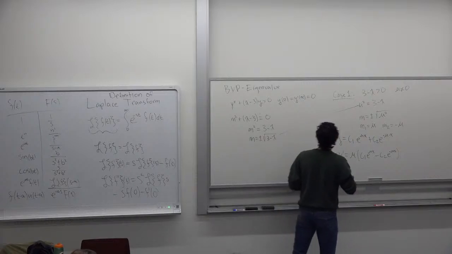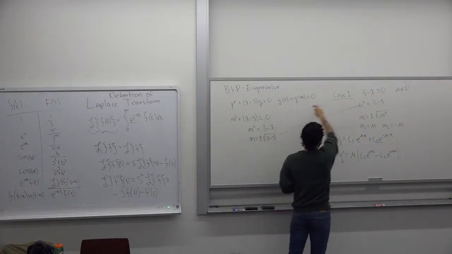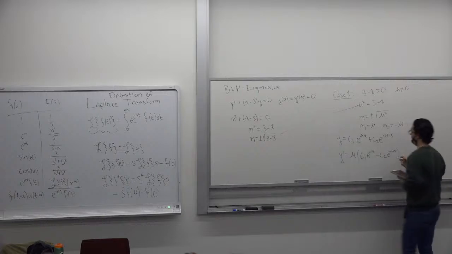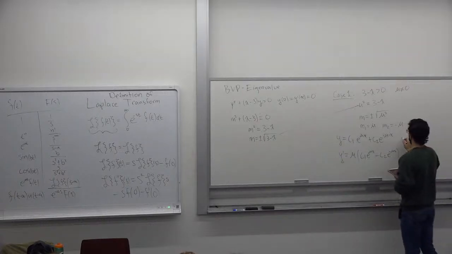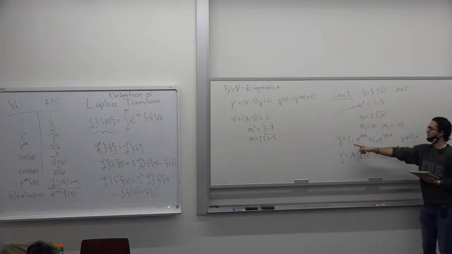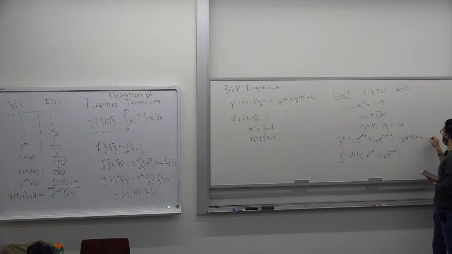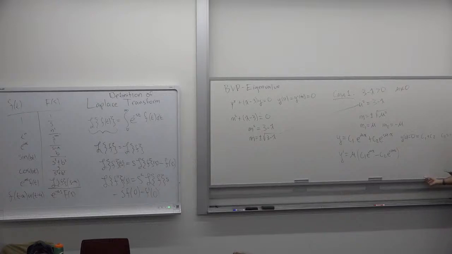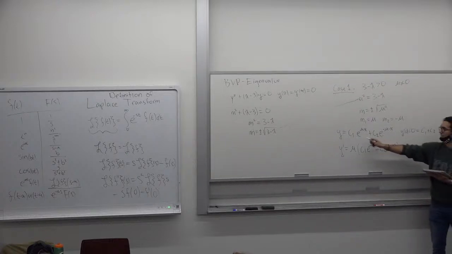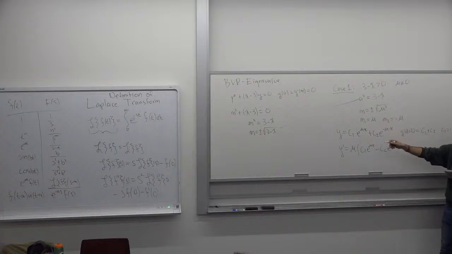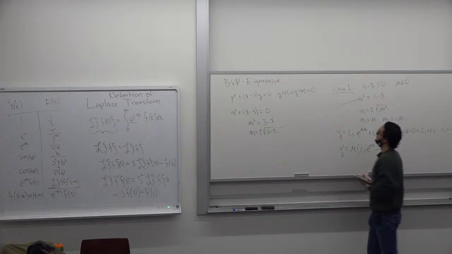First, we're just going to do this first condition. So y at 0 equals 0. So c1 e to the 0 plus c2 e to the 0 is just c1 plus c2. So c1 equals negative c2. Super easy, these are just 1. So c1 plus c2 equals 0. Bam.